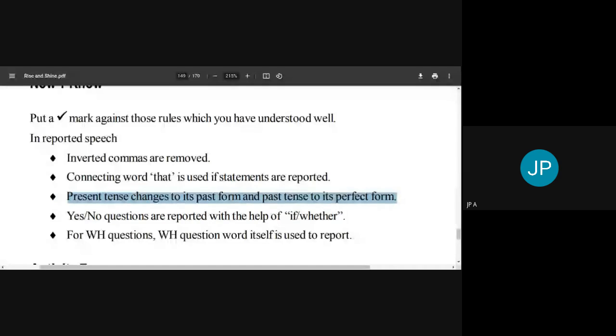Yes or no questions are reported with the help of if or whether. Any one of these can be used. ഒന്നുകിൽ if use ചെയ്യാം അല്ലെങ്കിൽ whether use ചെയ്യാം. If it is a WH question, what are WH questions? Who, what, which, when, where, why, and how ആണ്. H standing for how. അതിൽ ഏത് വന്നാലും ആ ക്വസ്റ്റ്യൻ വേർഡ് തന്നെയാണ് യൂസ് ചെയ്യുന്നത്. For example, if this is a question using how, like How is this done, she asked, ആ how തന്നെ വീണ്ടും നമ്മൾ യൂസ് ചെയ്യും. She asked how can you complete this. She asked how.